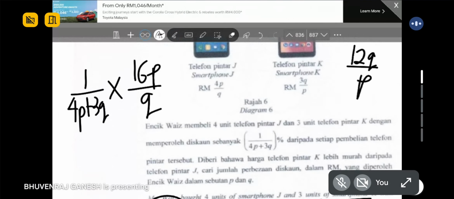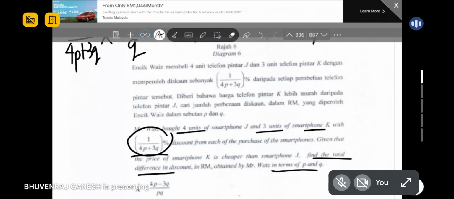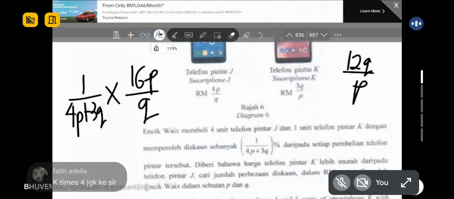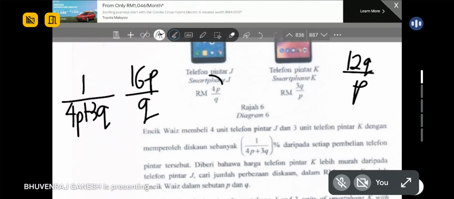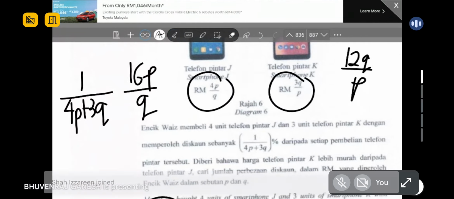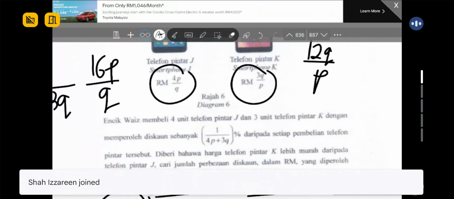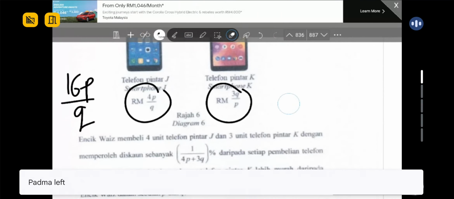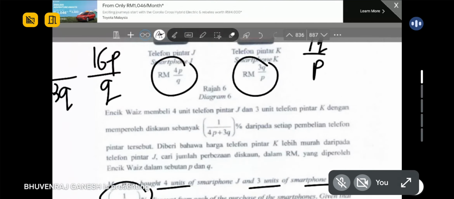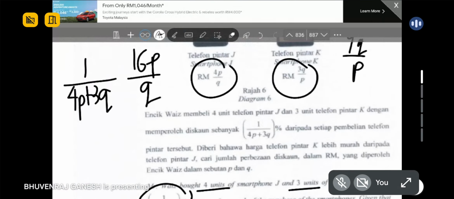Percent. Then 1 over 4P plus 3Q percent. Okay, divide by 100, per 100. Okay, yes. Multiply by 4. This one I multiply by 4 because he bought 4, and sorry, this one is 3. So this one times 3, sorry, times 3 because 3 units of K. Alright, and then divide by 100.